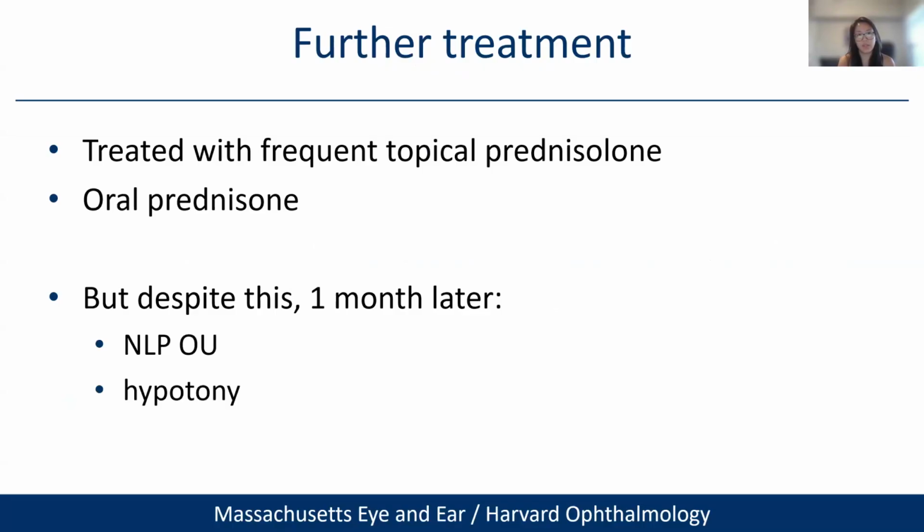She was treated with frequent topical prednisolone as well as oral prednisone. However, despite this, her vision was NLP in both eyes. She had severe hypotony. So this is just one of the most dramatic presentations that you can have of a drug-induced uveitis, and in this case, in the setting of an antibiotic. At this point, I'll turn it over to Dr. Sobrin, who'll talk to us a little bit more about HORV as well as other antibiotic-associated uveitis.